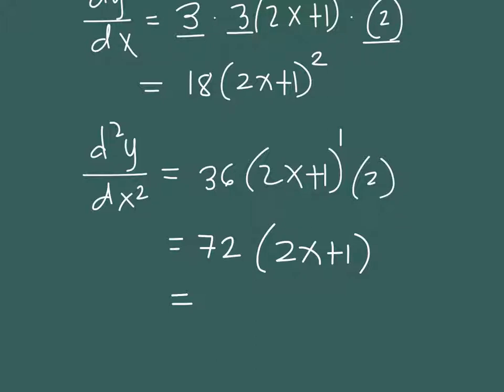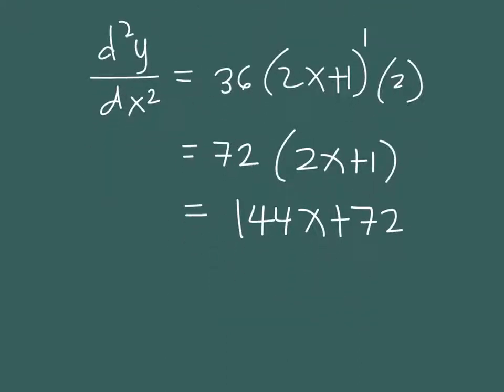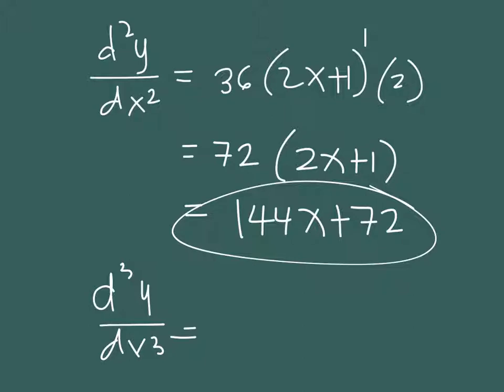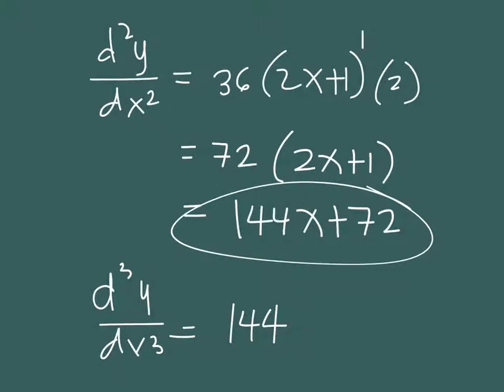That means we have 144x + 72. Or you can leave it as 72 times (2x + 1). And then for the third derivative, so you can work on this. So this is equal to 144. And what do you notice if we continue?